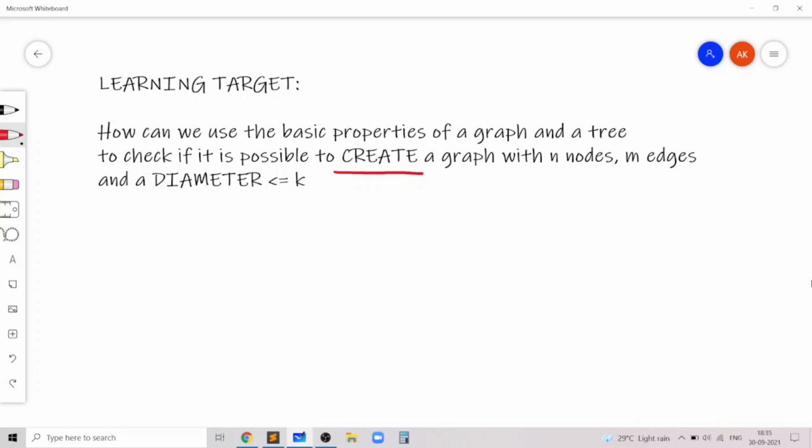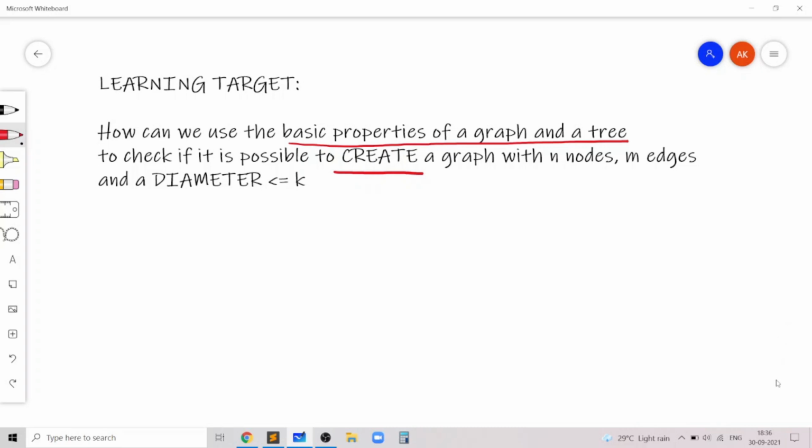So this problem is very unique in the sense that we only need to know the basic properties of a tree and a graph, such as what is a tree and what is a graph, and what the diameter of a graph is, which I'll be explaining in a bit. And we actually need to check if it's possible to construct a graph with this many nodes, this many edges and this diameter. And that's why this problem tests your constructive algorithm ideas and some very basic properties of a graph and a tree.